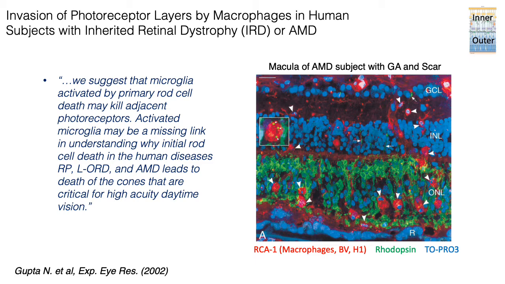But it's clear here with the staining, you can see again invasion of macrophages in the outer retina, including the subretinal space. And in this inset in the middle in the white box, you can see an RCA positive macrophage that has rhodopsin particles inside, again suggesting phagocytosis of debris clearance.